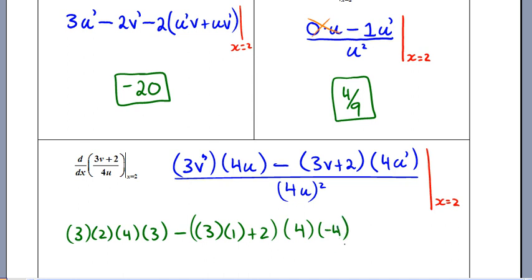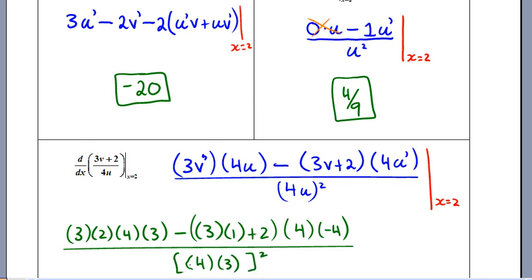All sitting on the bottom. And so this is really just so that your exam marker can quickly check and see whether you're probably on the right track or not. Down in the bottom, 4 times the value for u when x is equal to 2, which is a 3, and that gets squared. Whatever that works out to, I don't even know what it is. Instead of worrying about that, let's move on to the next page.